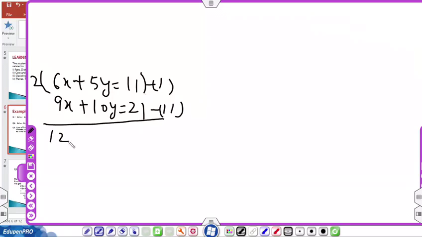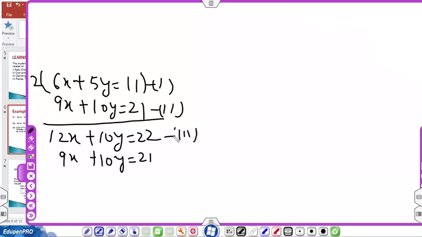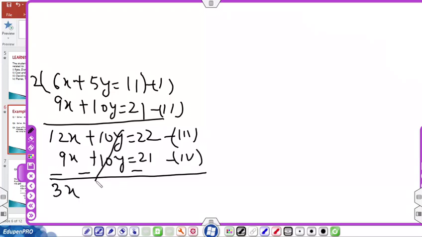You will get 12x plus 10y equal to 22. Second equation as it is. Now I will subtract equation 4 from 3. Change the signs. 12 minus 9 is 3, plus 10 minus 10 is 0, 22 minus 21 is 1. X comes out 1 by 3.